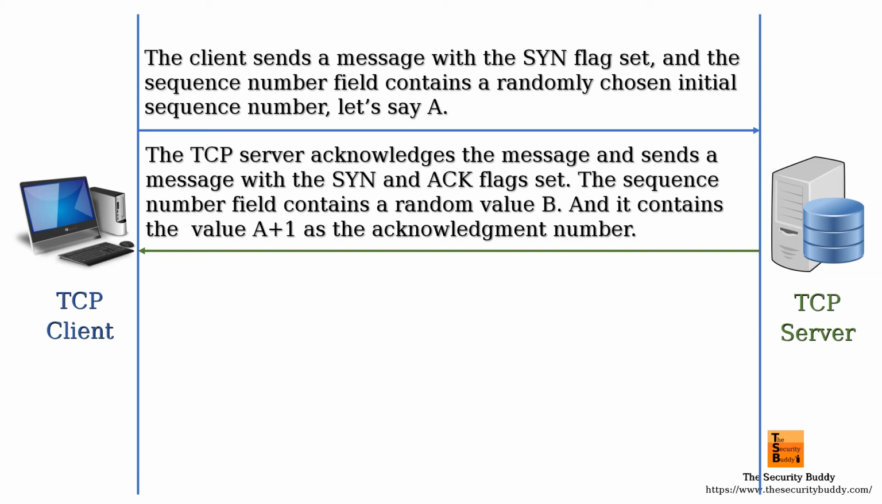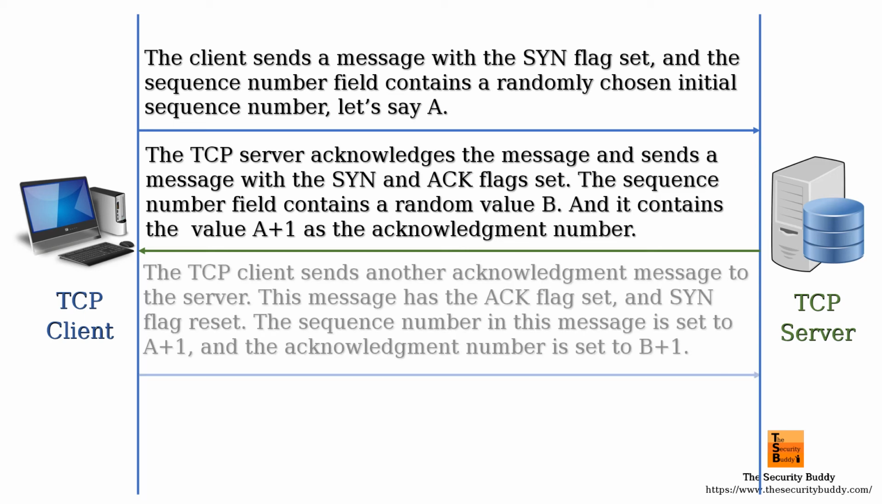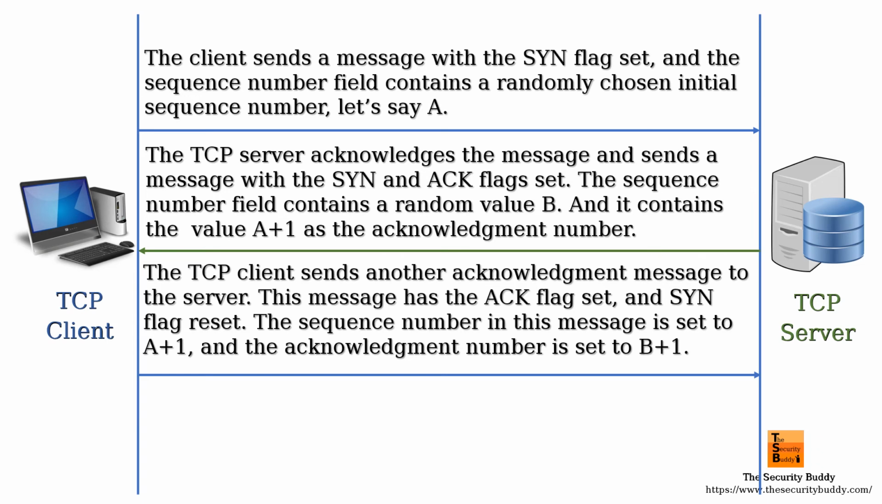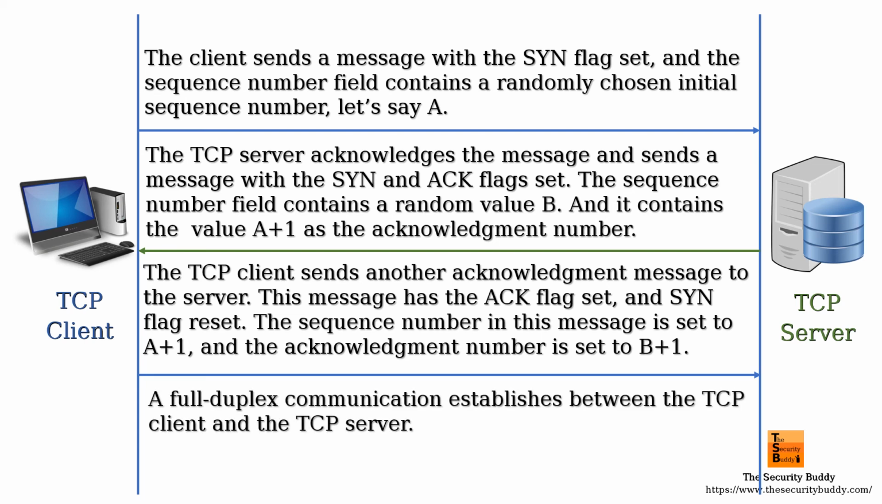Please note that the initial message sent by the TCP client had sequence number A. The TCP server sends an acknowledgement number that is one more than the initial sequence number. When the message reaches the TCP client, it sends another acknowledgement message to the server. This message has the ACK flag set and the SYN flag reset. Also, the sequence number in this message is set to A plus 1 and the acknowledgement number is set to B plus 1. When these steps are complete, a full duplex communication is established between the TCP client and the TCP server. I hope this helps.